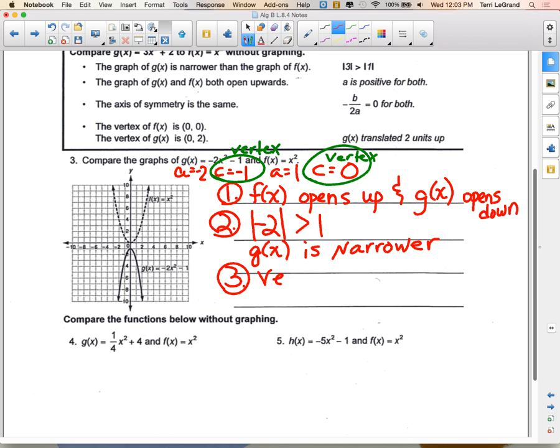Okay, so the vertex moved down because it went from 0 to negative 1, so that means it translated, and there's our clue right there, down. And what's the change between the c's? 1 unit. It went from 0 to negative 1. And we're going to stop with those 3 descriptions.